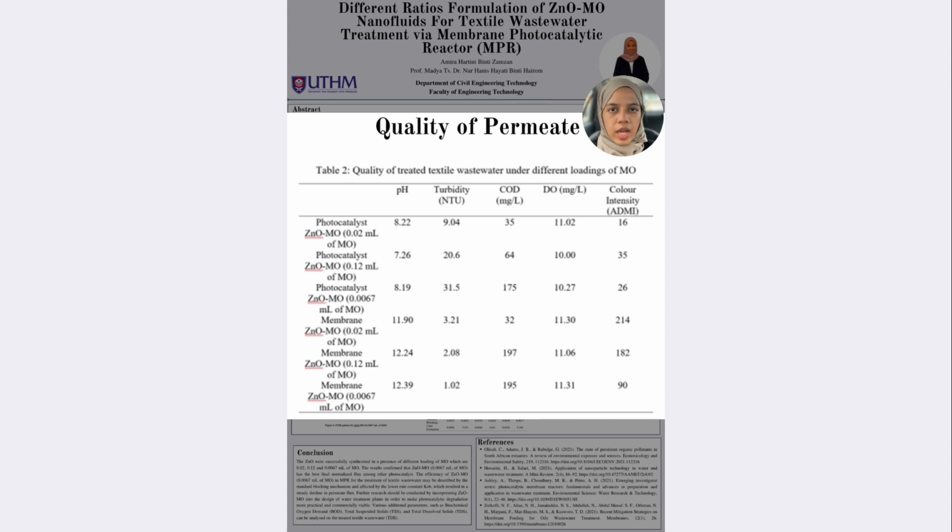For the analysis of color intensity, the photocatalyst with the lowest color intensity is ZnO-MO with 0.0067 ml of MO at 90 ADMI, which falls in the range of class 2 in the National Water Quality Standard, NWQS, and requires conventional treatment before being used as water supply. This may be because the treated water contains fewer dissolved and suspended substances compared to water treated by the other photocatalysts, ZnO-MO with 0.02 and 0.12 ml of MO.